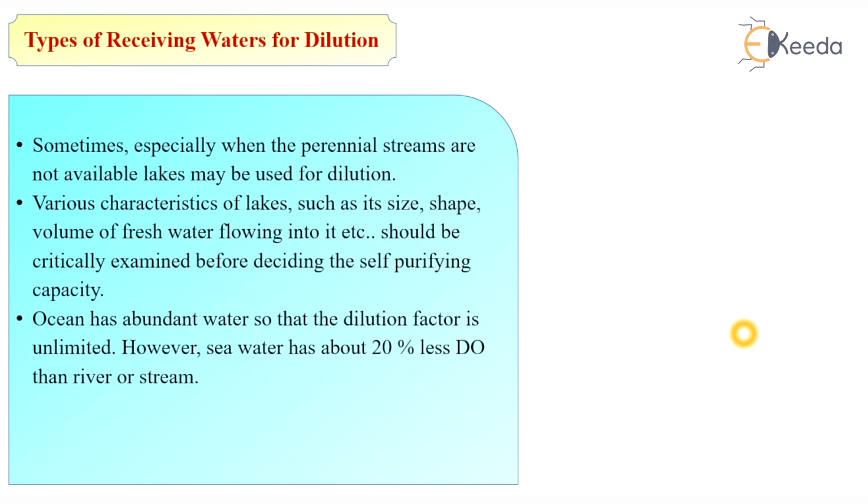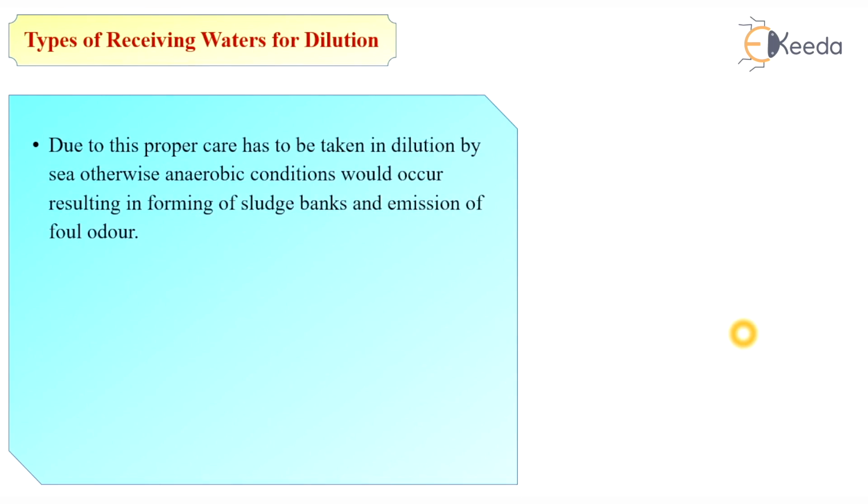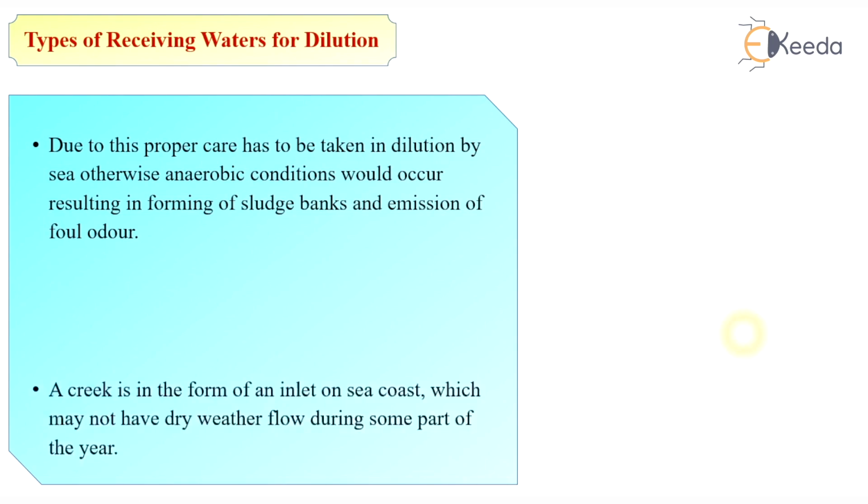The ocean has abundant water so that the dilution factor is unlimited. However, seawater has about 20% less dissolved oxygen than river or stream. The water is turbid due to dissolved impurities and penetration of sun rays, etc. So, due to this, proper care has to be taken in dilution by sea, otherwise anaerobic conditions would occur, resulting in the formation of sludge blankets and emission of foul odors.